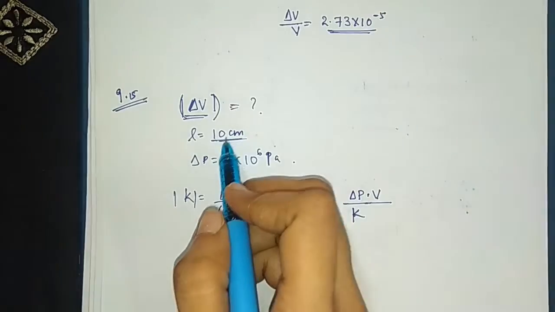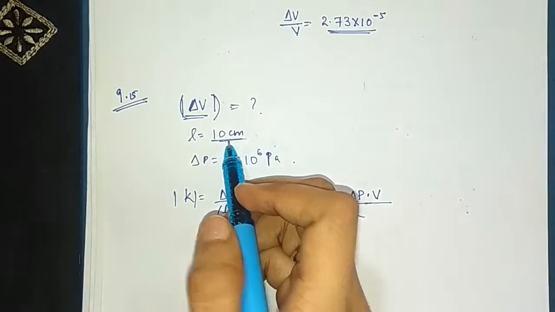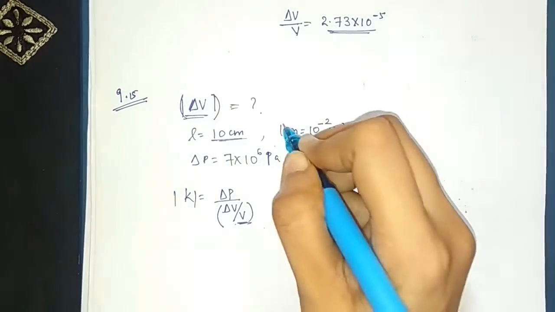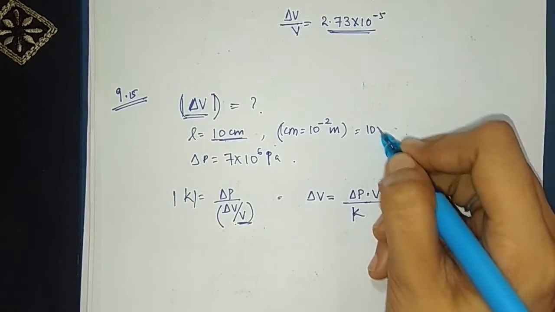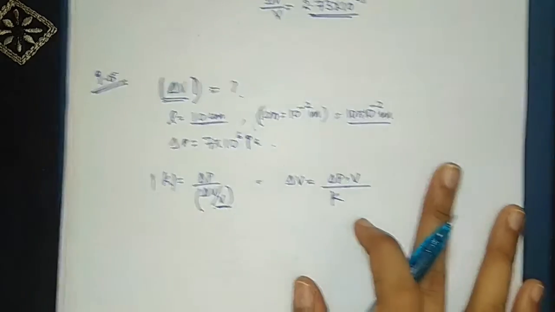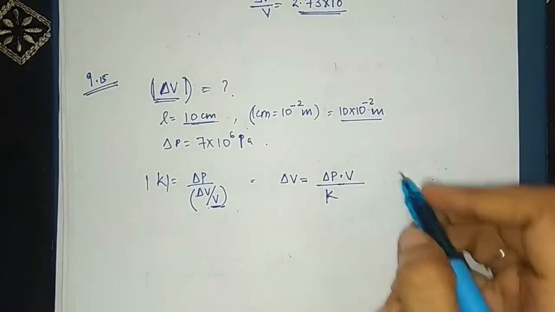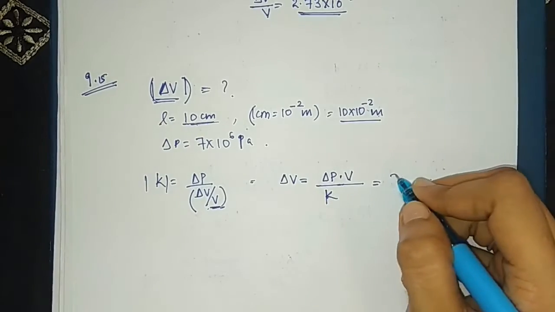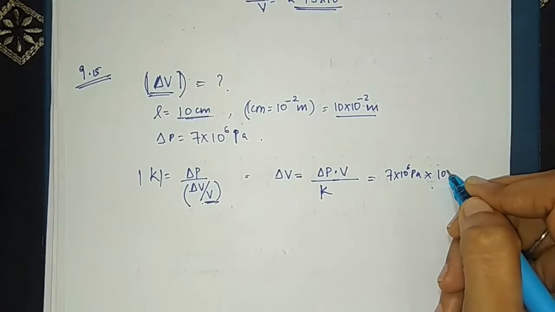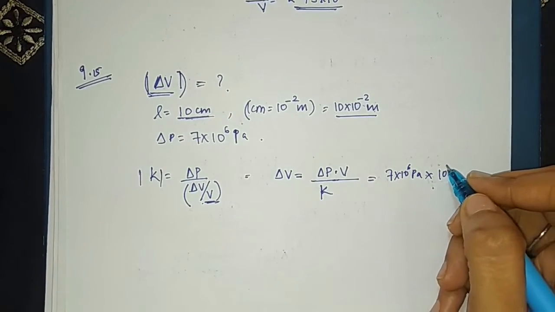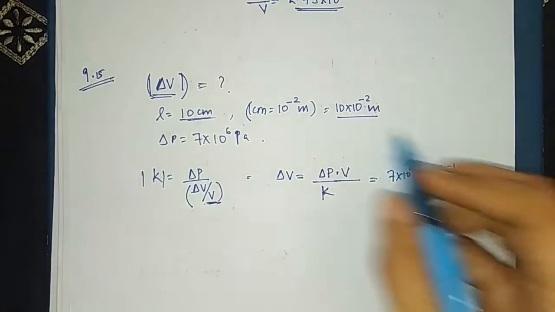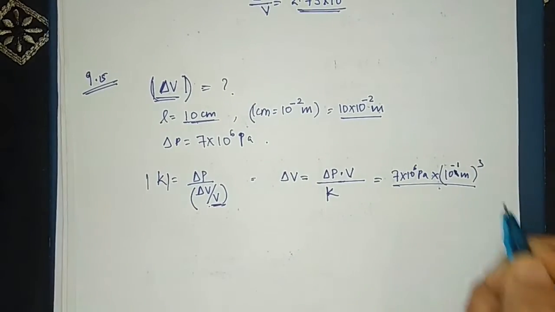The length is given as 10 centimeter, so I'll convert into meter. As we know, 1 centimeter is 10 raised to minus 2 meter, so 10 centimeter will be 10 times 10 raised to minus 2 meter. Volume is nothing but cube of it, so let's plug in the values. Delta P is given as 7 into 10 raised to 6 pascals. V, I can write directly as 10 raised to minus 3 meter cube, because it's the volume.